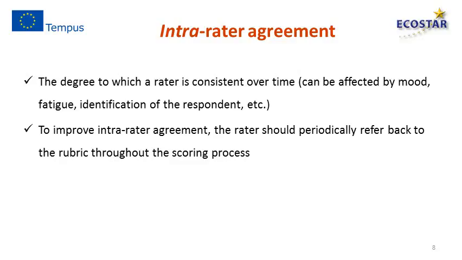In order to improve your intra-rater agreement, you should periodically refer back to the rubric throughout the scoring process. In other words, don't just read it once in the beginning and then forget about it, but every few essays or every few products, whatever it is you're rating, go back to the rubric, or you can do it with everyone. Look back at the performance standards, compare, try and calibrate yourself again and again and again towards the rubric.